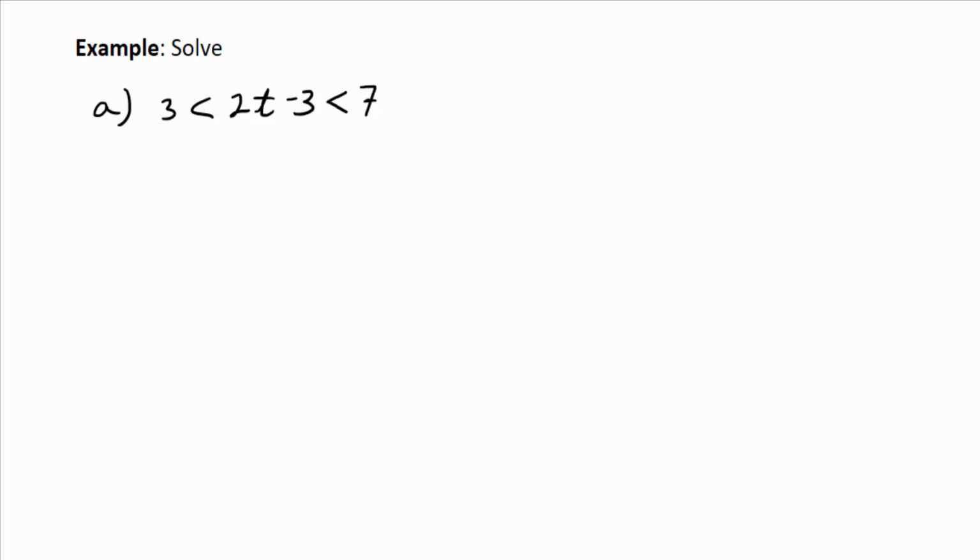And for most of the time, you don't need to rewrite it. You could rewrite it like this: 3 is less than 2t minus 3 and 2t minus 3 is less than 7. That's what that statement means. But you'd only write it like that if you were confused about what the answer should be. There's not very many times when you'll have to do that. But it is equivalent to that, so I wanted to make you aware of that.